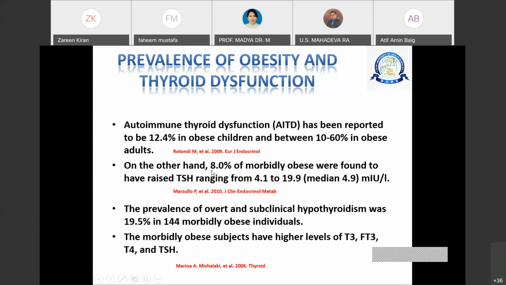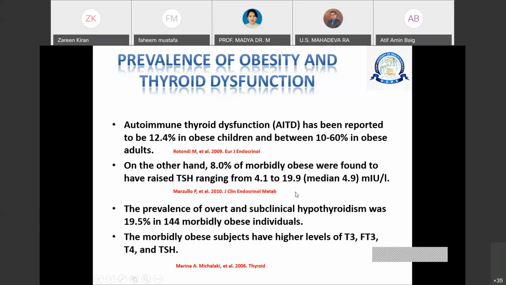On the other hand, 8% of morbidly obese patients were found to have raised TSH, meaning they do not really have thyroid dysfunction in the background, but when they were tested for the TSH level, this was the value they got: between 4.1 and 19.9.